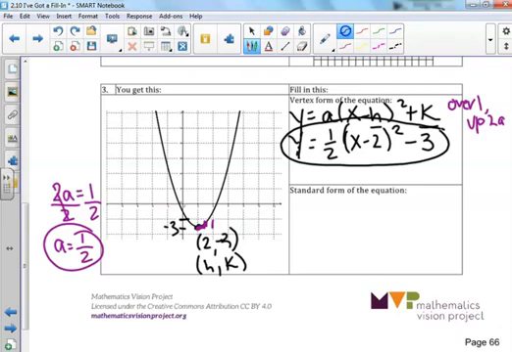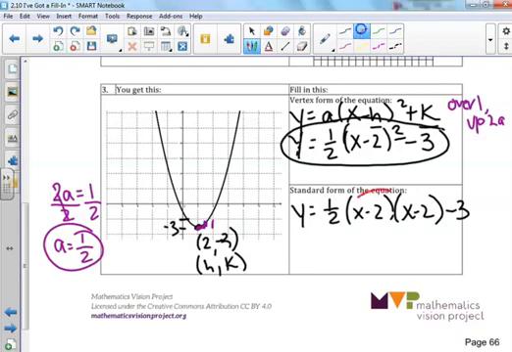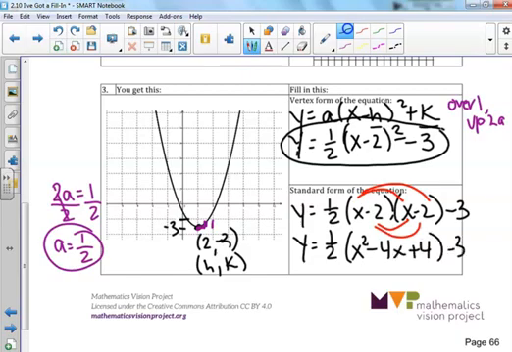To get standard form, we're going to take vertex form and FOIL or distribute that out. So (x − 2)(x − 2) − 3, because recall that a quantity squared means you're writing the quantity twice. So let's distribute our binomials. We're going to get 1/2 times the quantity x² − 4x + 4, then − 3 on the end.